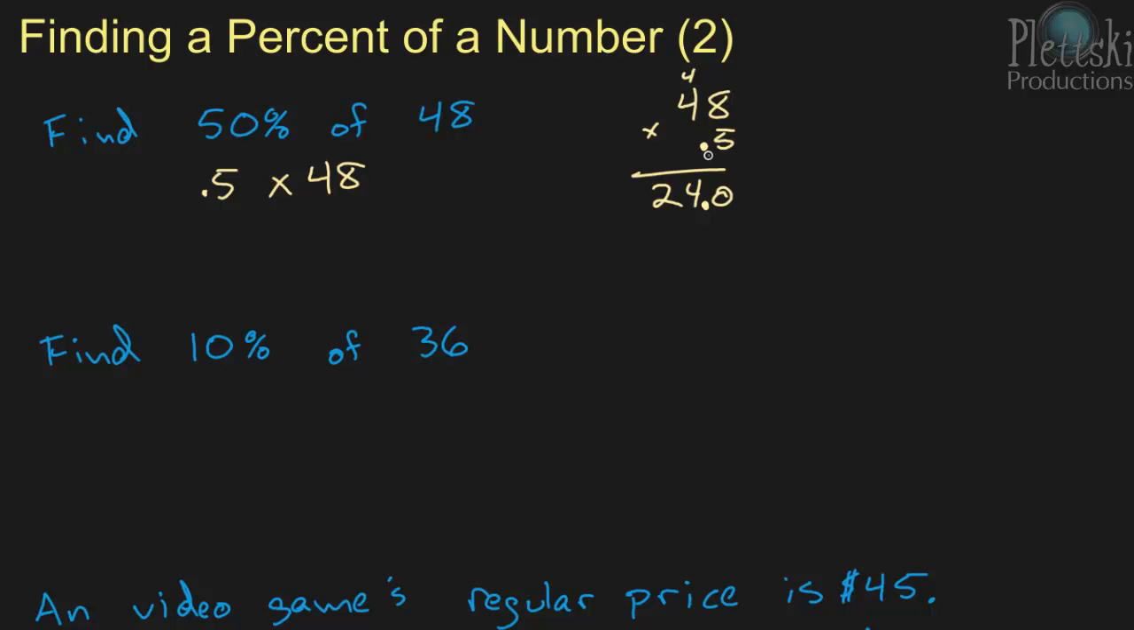And you count up how many numbers are to the right of the decimal in our total problem. So 48 has 0 to the right and 0.5 has just one number to the right. So that's where it goes. You just need one number to the right of the decimal in your answer. So 24. So 50% of 48? Well, that's 24.